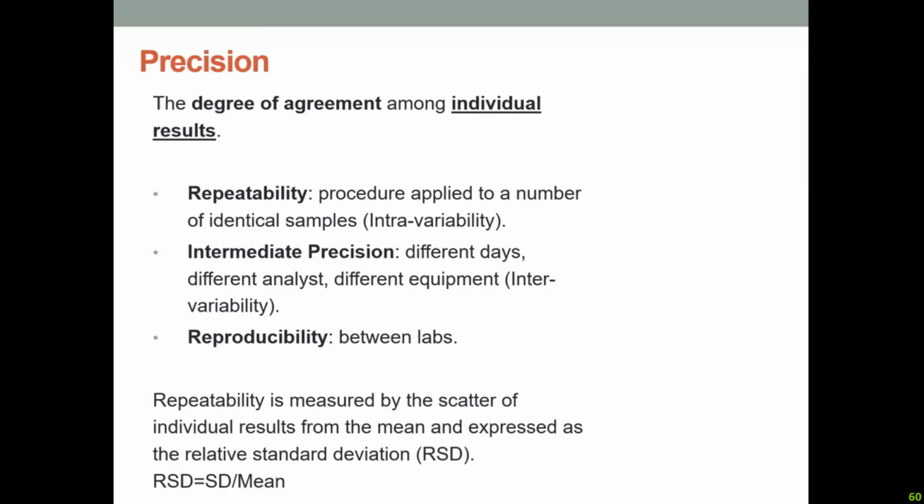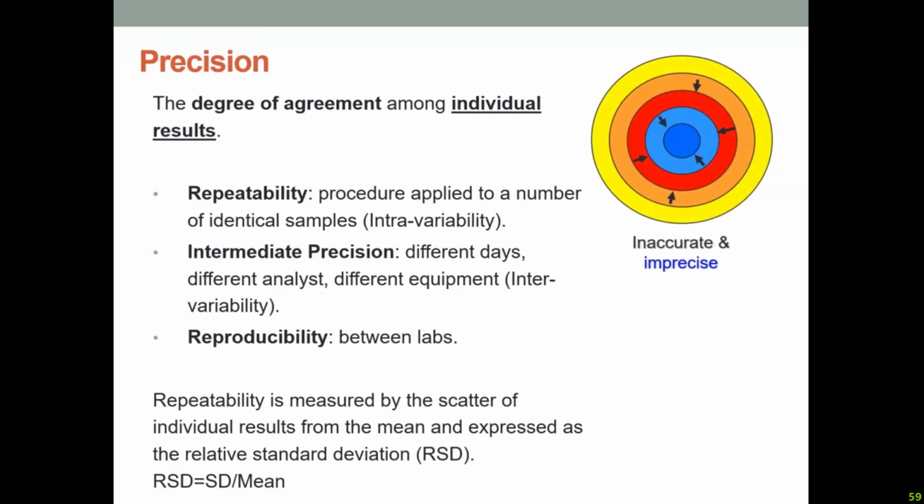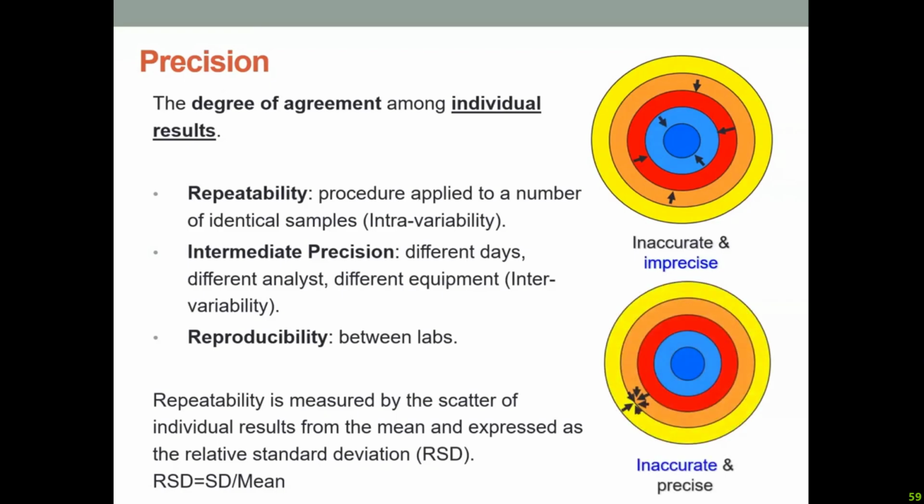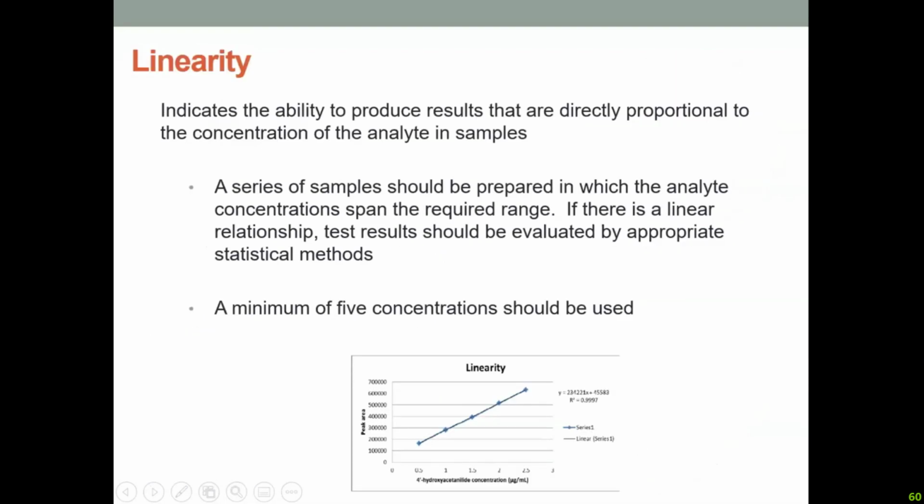Repeatability is measured by the scatter of individual results from the mean, and it's expressed as the relative standard deviation, the RSD. The RSD is equal to the standard deviation divided by the mean. You'll remember from our diagrams earlier, accurate and imprecise, and accurate and precise. Precise means that they're targeted together and there's a good degree of agreement between individual results.